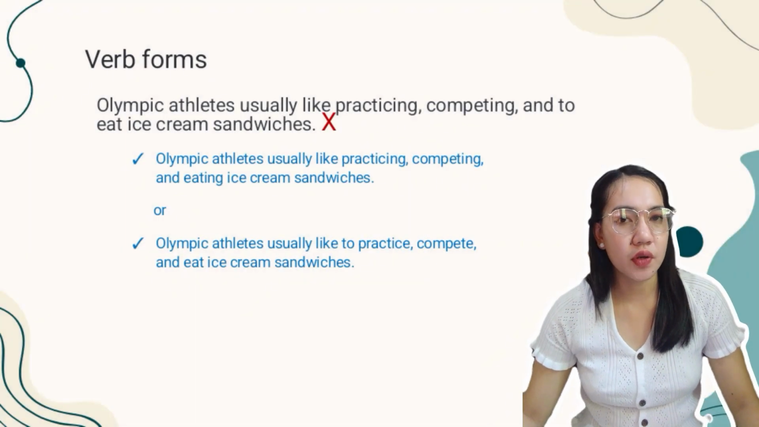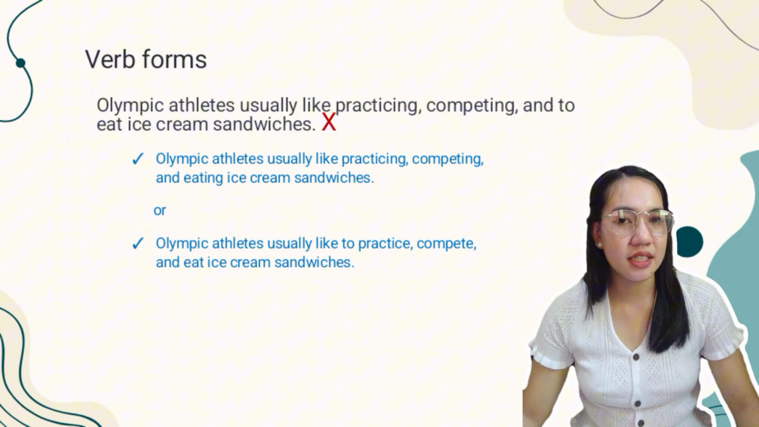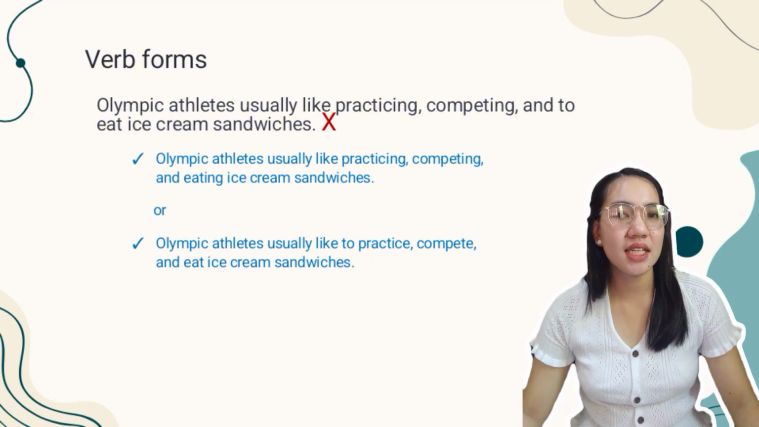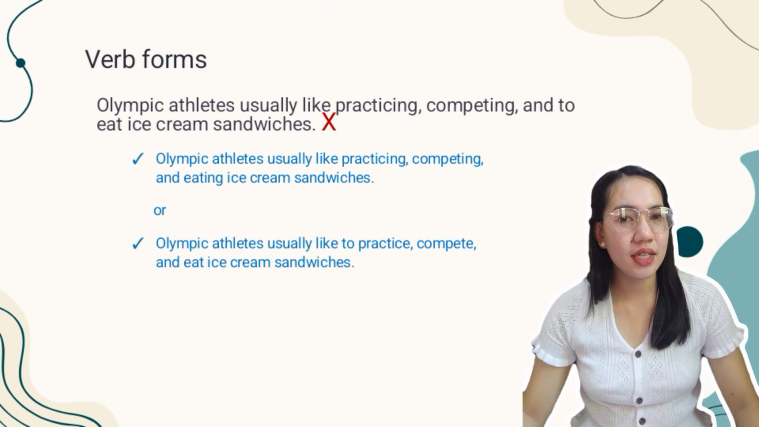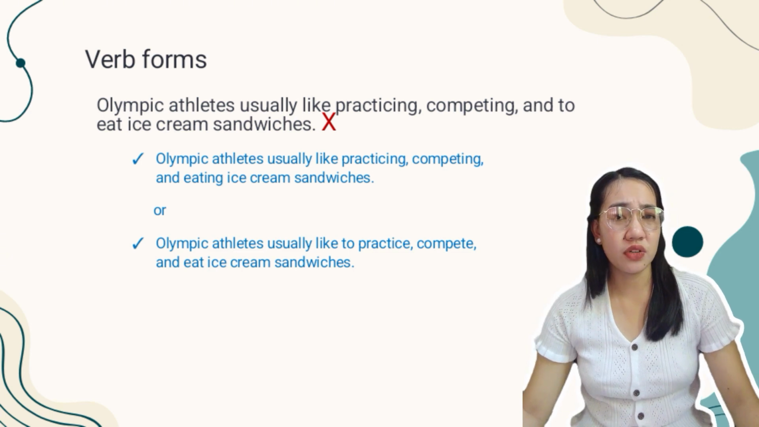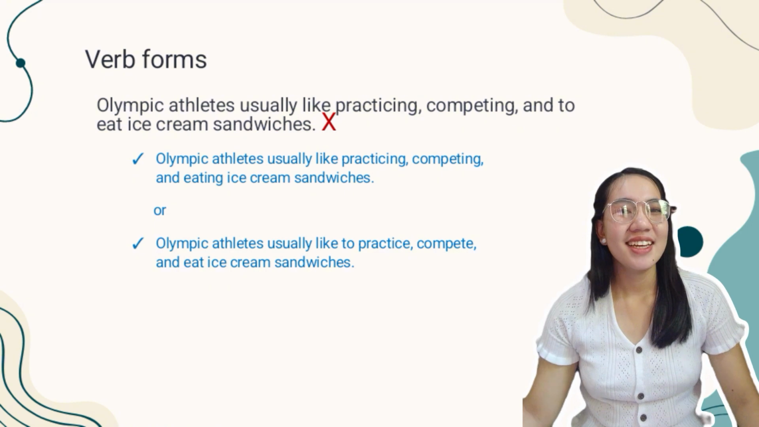Another one is verb forms. Olympic athletes usually like practicing, competing, and to eat ice cream sandwiches. In this sentence, practicing and competing are gerunds, verbs functioning as nouns, and to eat is an infinitive. It sounds pretty awkward, right? Just like being an athlete with a sweet tooth.